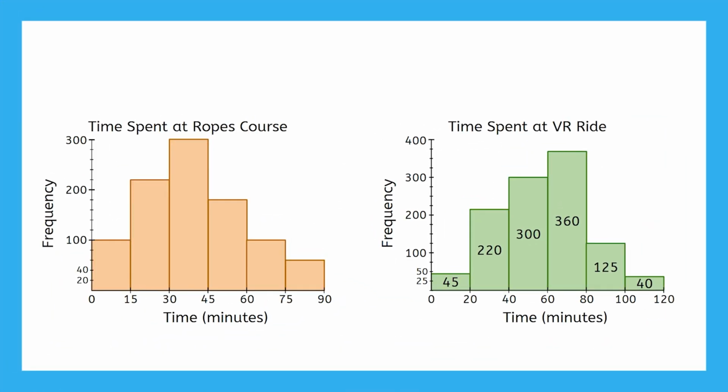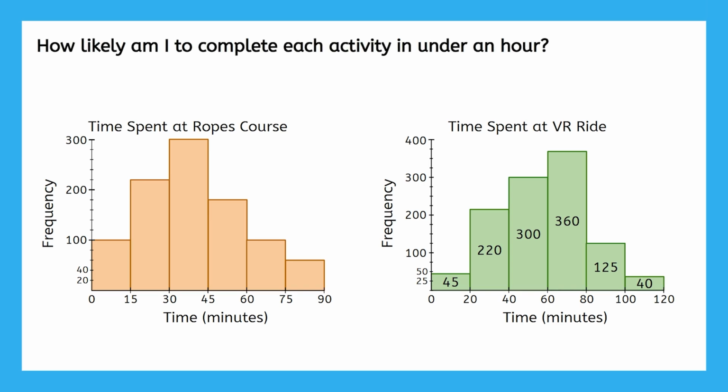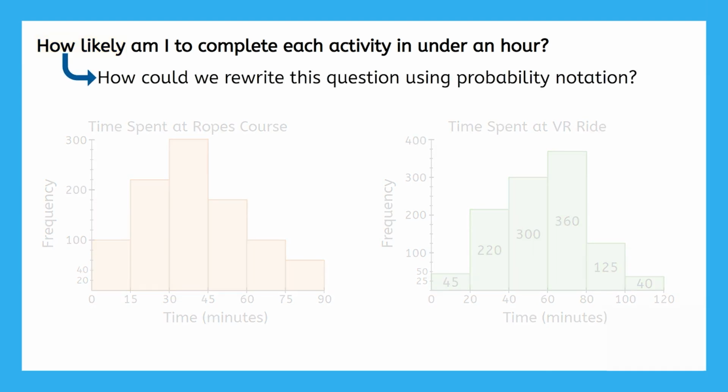How do you think a histogram can help me decide which activity I should do? Well, I only have an hour until the talent show. Maybe these histograms can help us figure out how likely I am to be able to complete each activity in under an hour. How likely? Hey, that sounds like a question about probability. How could we rewrite this question using probability notation? Pause the video here and rewrite it on your own now.